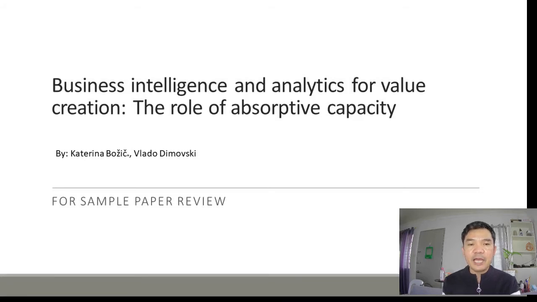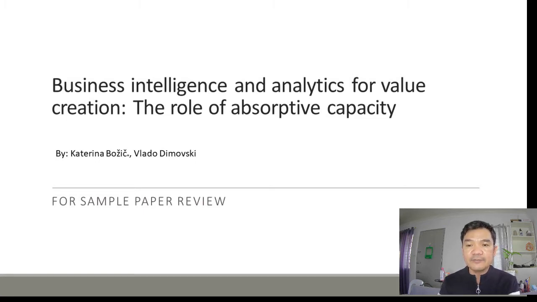Good day. Today, I will be giving an example of a paper review based on the paper provided. I'll be taking up a paper entitled Business Intelligence and Analytics for Value Creation, the Role of Absorptive Capacity.